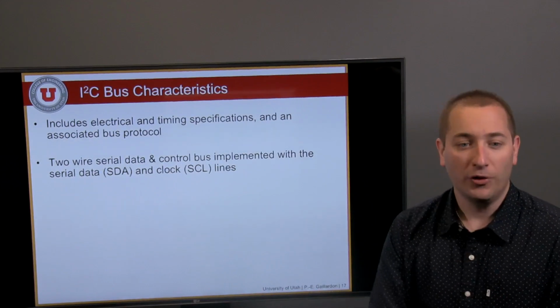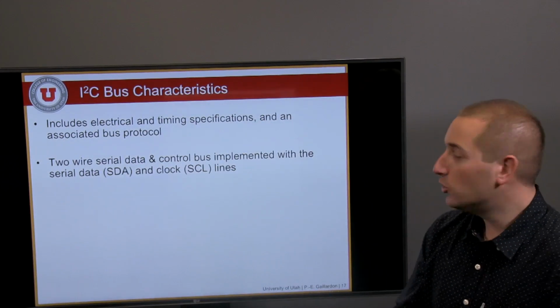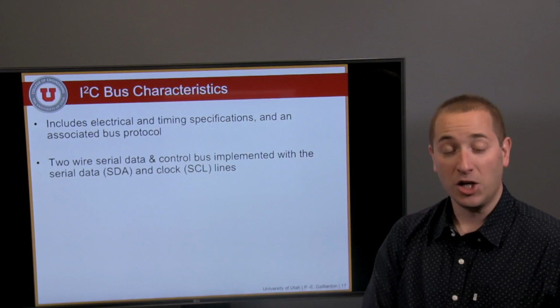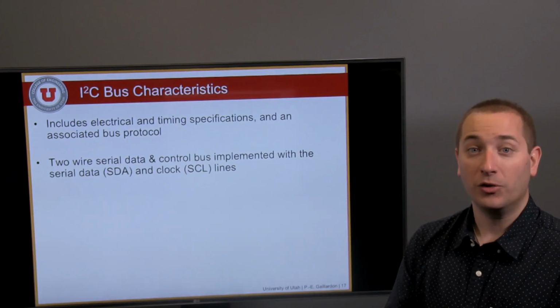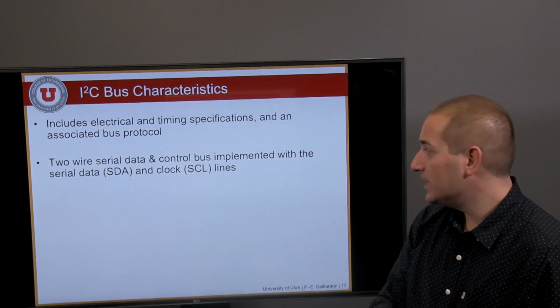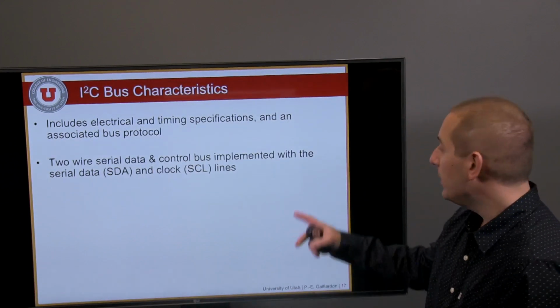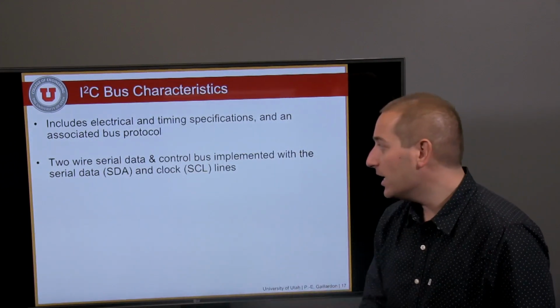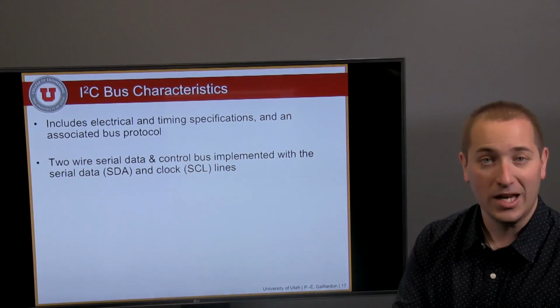The I2C bus characteristics include both electrical and timing specification, as well as an associated bus protocol. We use a two-wire serial data and control bus implemented with two lines, the serial data and the serial clock line, SDA and SCL.